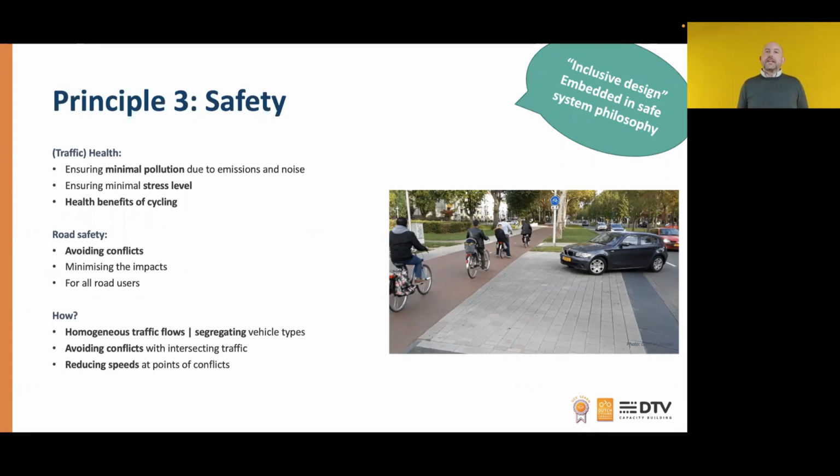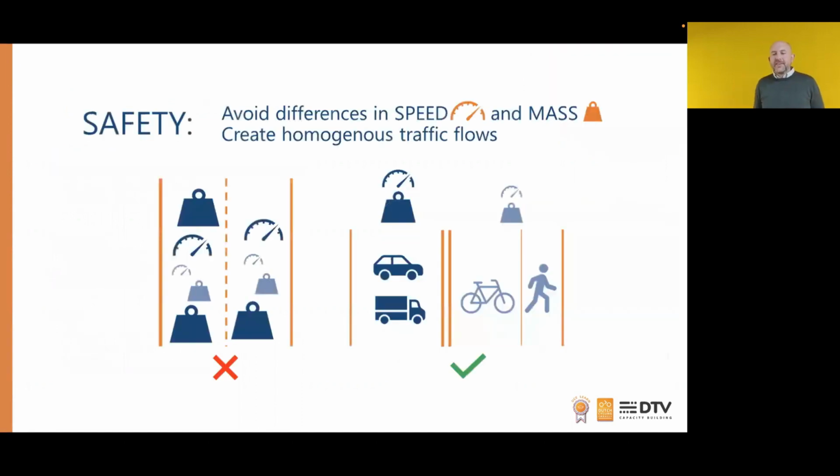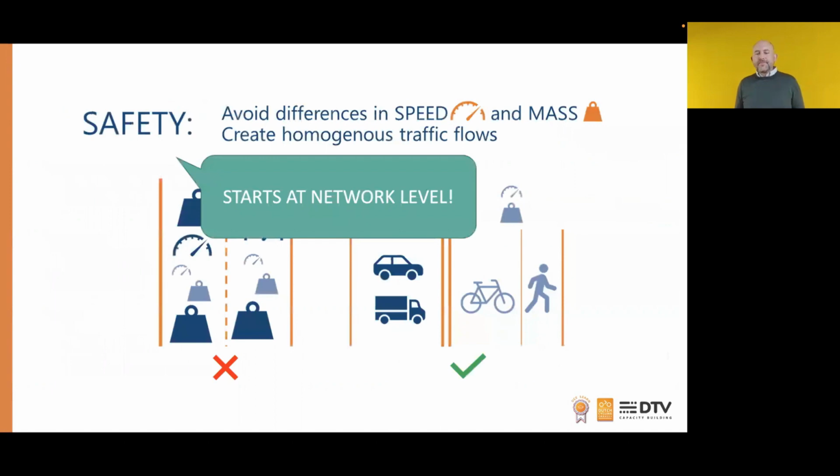We want to avoid conflicts at intersections, so for the really massive roads, we want to have off-grade solutions to cross. And where it's not possible to have an off-grade crossing, where we have to stick to an at-grade intersection or crossing, we would really like to lower speeds or arrange traffic lights. So in essence, it's about avoiding differences in speed and mass and creating homogeneous traffic flows. And this really starts at network level.